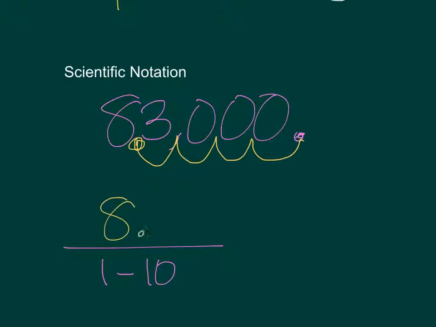Now I have 8.3 as my coefficient, and it is between 1 and 10. So I need to multiply that by a power of something. Now, I know 83,000 is a big number, so I'm going to multiply it by a positive power. 1, 2, 3, 4. So I have 8.3 times 10 to the 4th power.